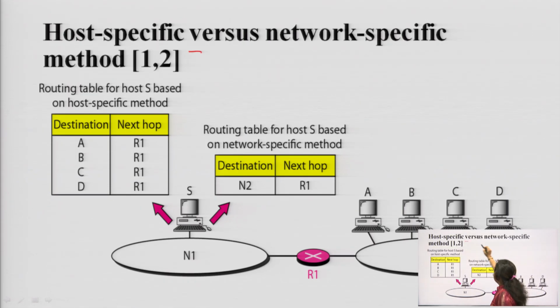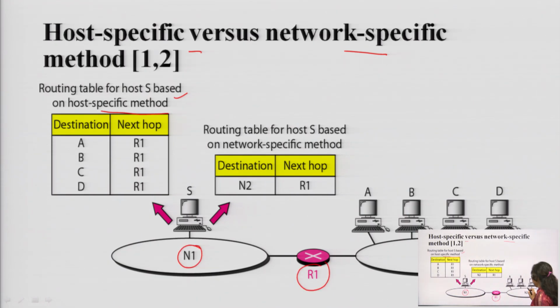The next one is the host specific versus network specific method. So, there are 2 types of methods that can be used in the routing table. First one is host specific, second one is network specific. In case of host specific, the major concern is on the host only, like the routing table for host S based on the host specific method. So, this is network 1, this is router 1, this is network 2, and to this there is a device connected, which has 2 different types of routing tables. And at the receiver side there are 4 different nodes, that is A, B, C and D. So, this is the destination, which is A, B, C and D.